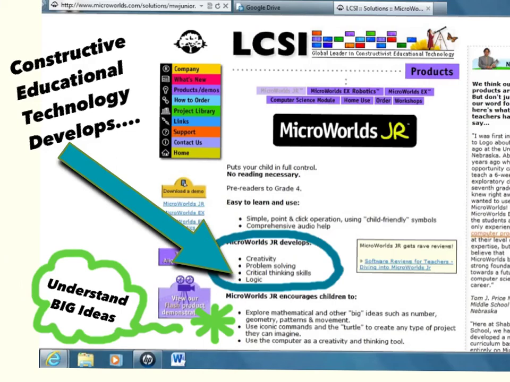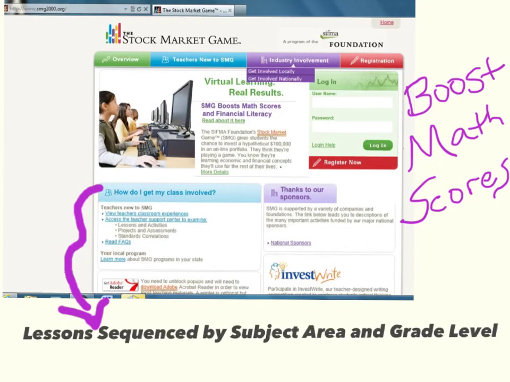Microworlds Junior. Microworlds Junior is but one example of a program that strengthens students' logical thinking, problem solving, and other higher order thinking skills. Stock market game. Another example is the stock market game, which gives students the chance to invest $100,000 in an online portfolio. Lessons are sequenced by subject area and grade level.